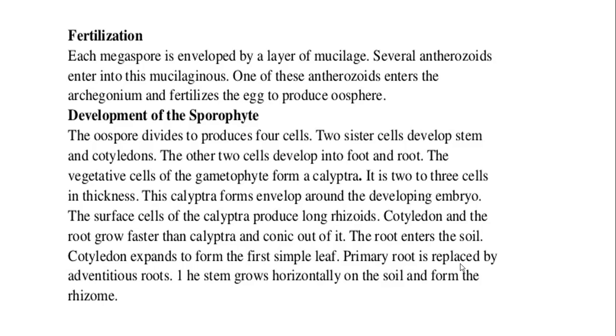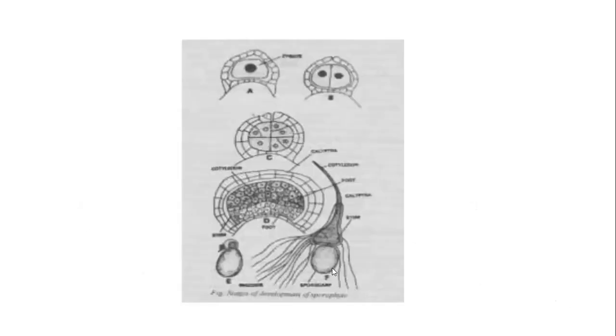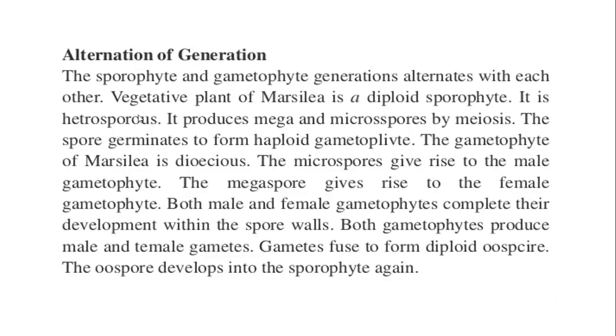Now the primary root gets replaced by adventitious roots, and the rhizome grows horizontally. So this is the cotyledon developing into a single leaf. This becomes the rhizome part, and this is the foot developing the roots. These are the roots. So this is how the embryo develops from the zygote into a young sporophyte.